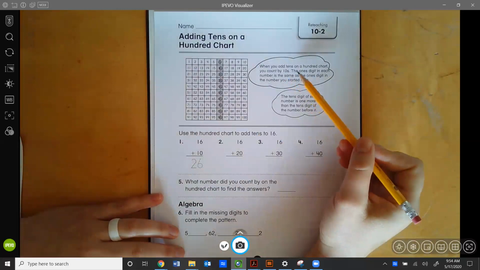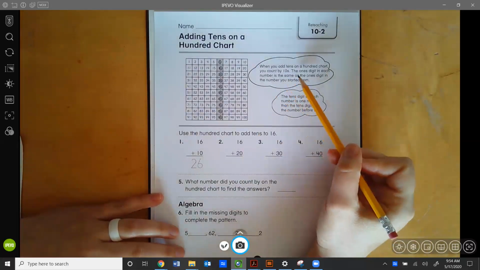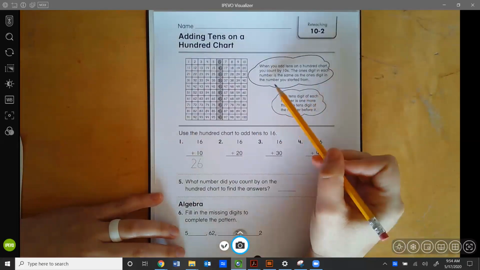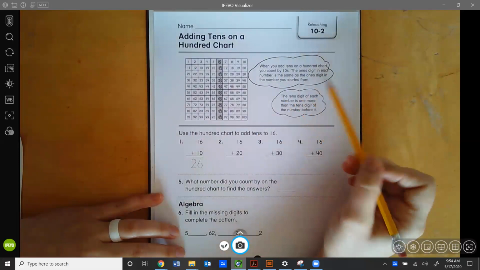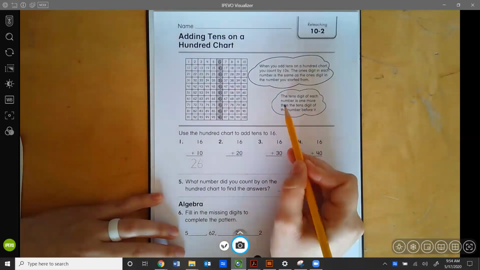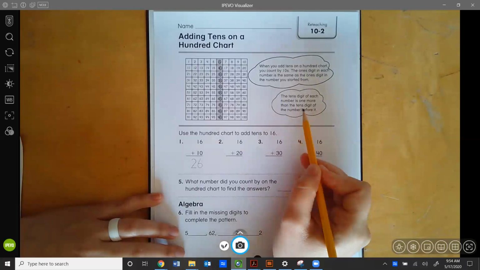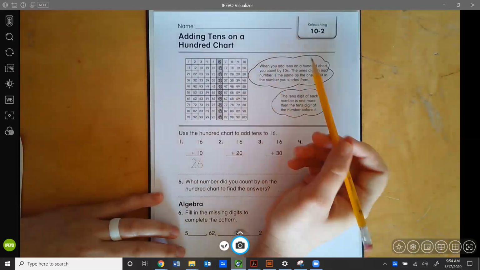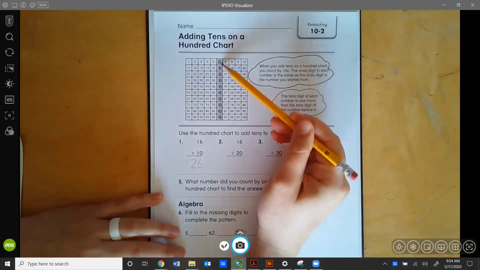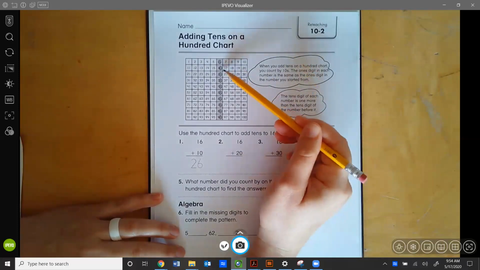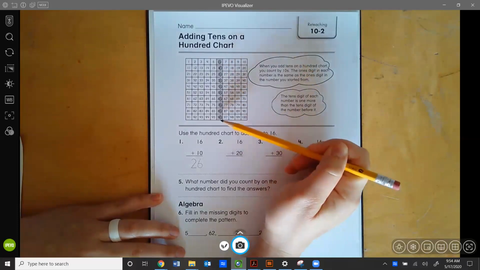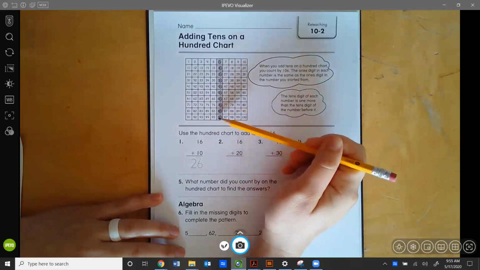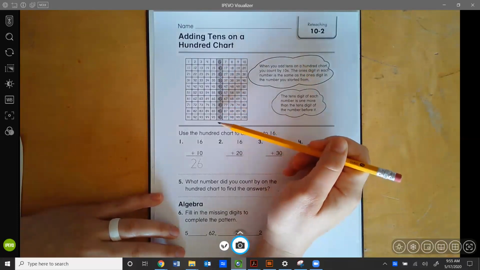When you add tens on a 100 chart, you count by tens. The ones digit in each number is the same as the ones digit in the number you started from. The tens digit of each number is one more than the tens digit of the number before. So what they're showing you is that, for example, if we started with the number 6 and we're counting by tens, that ones place always stays the same. It's the tens place digit that changes as you increase how many tens you're adding.